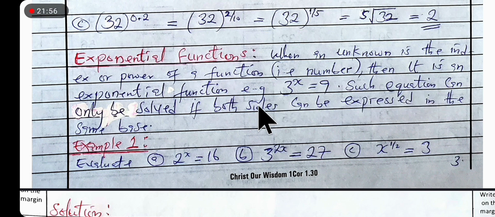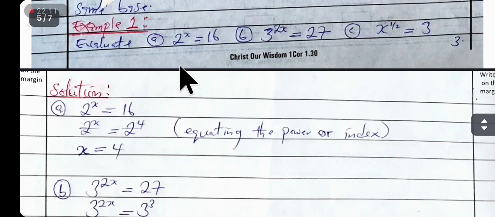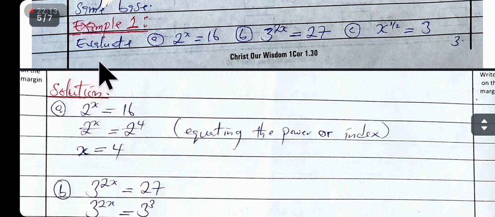Such an equation can only be solved if both sides can be expressed in the same base. So we have to make sure that the base on both sides is the same. We have an example here. Evaluate 2 raised to power x equals 16.